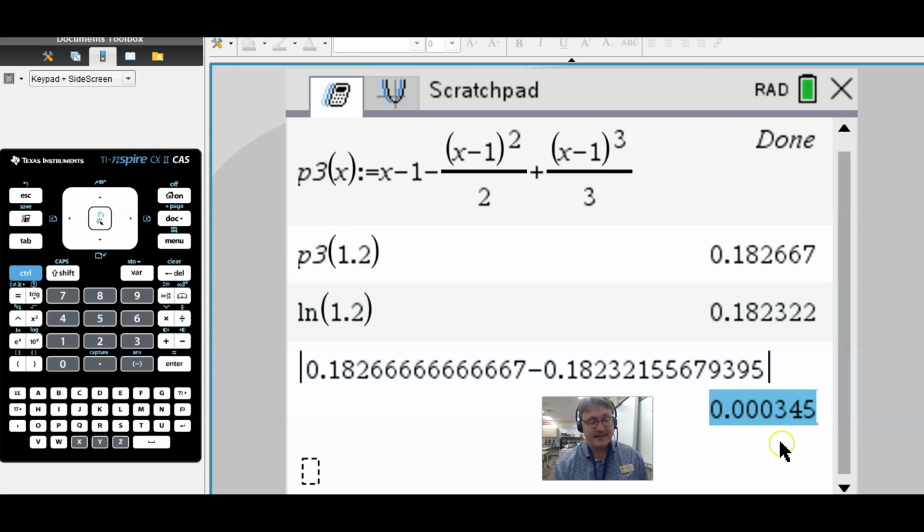0.001. Let's say that we would have stopped here at our second degree polynomial and evaluated that at 1.2. The difference between it and the actual value is not going to be this small, and probably will be a number that's larger than 0.001. So we needed that third degree polynomial to make this work. So n equal 3.